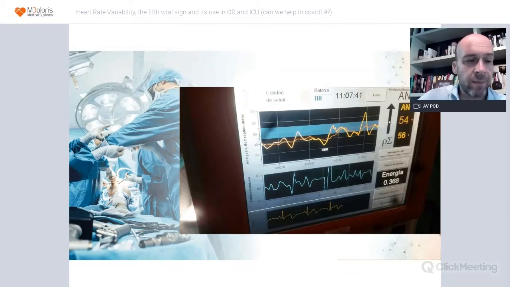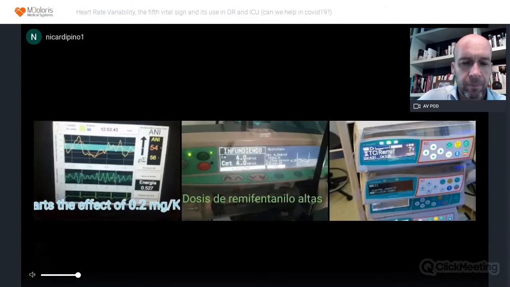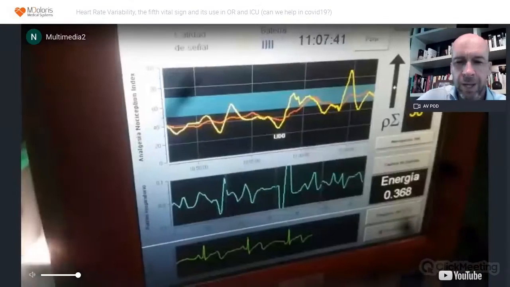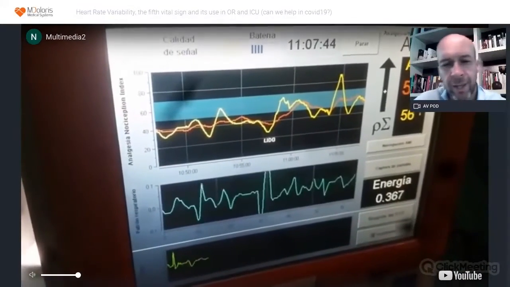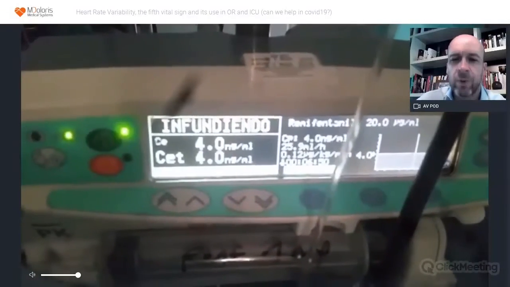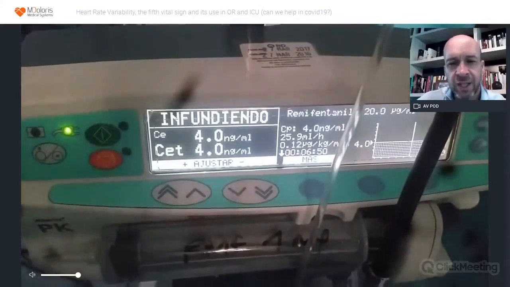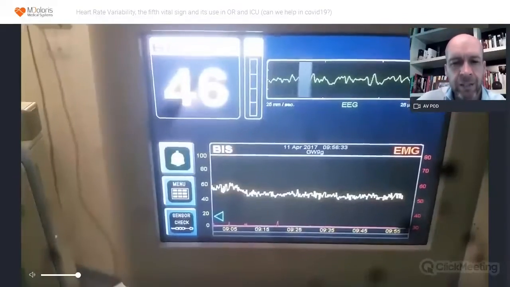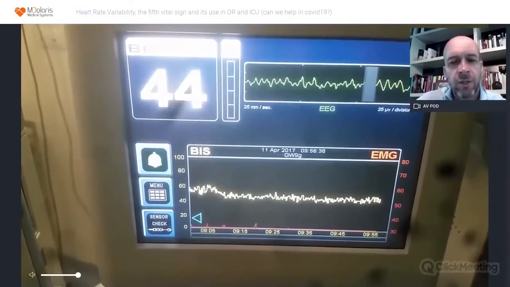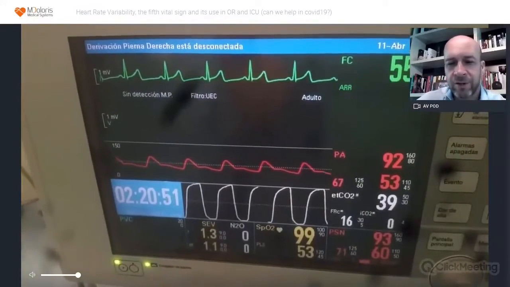Because he didn't want to increase remifentanil, we added some lidocaine. Lidocaine takes nearly 10 minutes to take effect. So we put in the lido, you see the lido signal there. We maintained the remifentanil concentration. We didn't change anything, just added lidocaine in slow boluses. 44 on the VIS monitor, so stable.